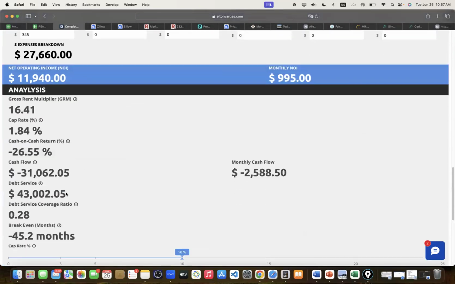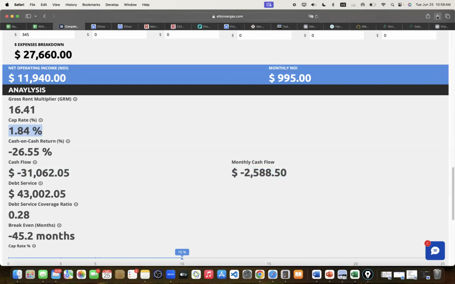Multiply that number by 30, by 12, which is 12 months in a year. It's called debt service. So mortgage or debt service is the same thing. So we're losing $31,000 on this property itself, or we're losing $2,500, $2,600 each single month. So the property is being bought at a 1.84% cap rate. Like I was mentioning, the lower the cap rate, the riskier the investment. But again, the property can definitely appreciate over time significantly.